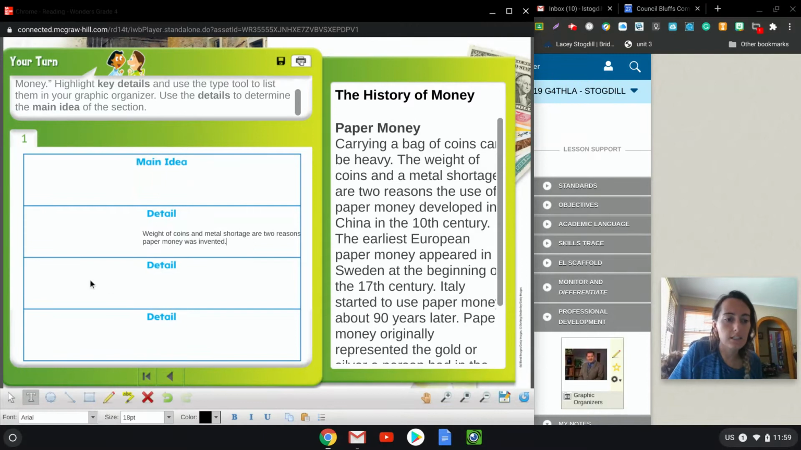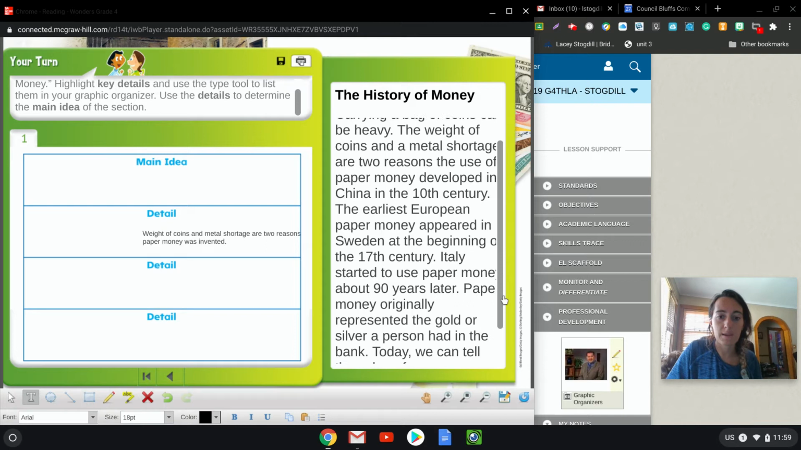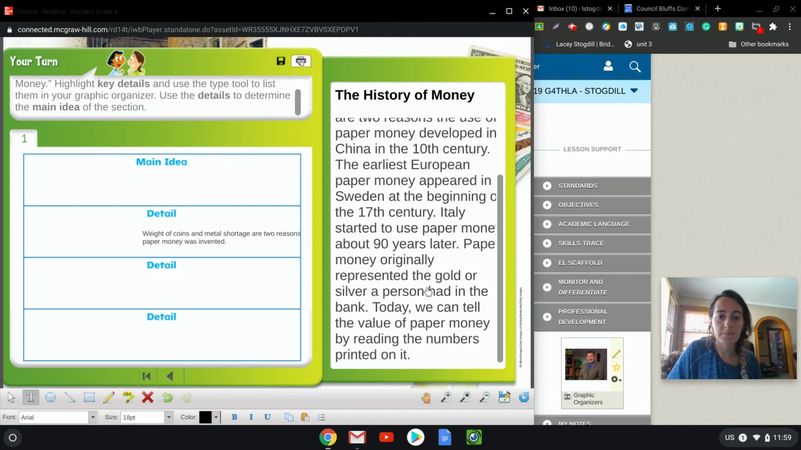Let me see if I can find another detail of something to do with paper money. "The earliest European paper money appeared in Sweden at the beginning of the 17th century. Italy started to use paper money about 90 years later. Paper money originally represented the gold or silver a person had in the bank." I think that's a good one. Paper money originally represented the gold or silver that a person had in the bank. Hope you found that one too. Probably found it faster than me.